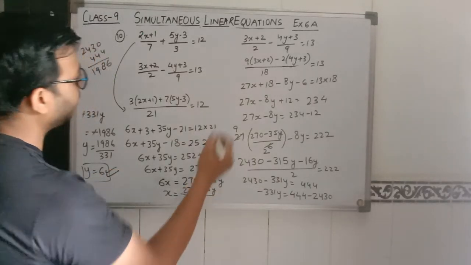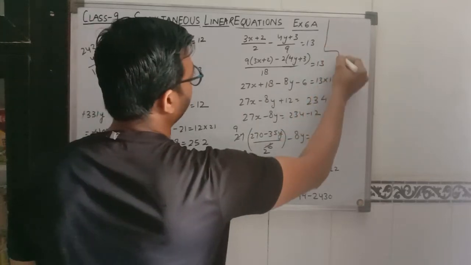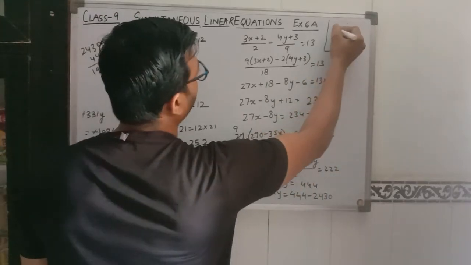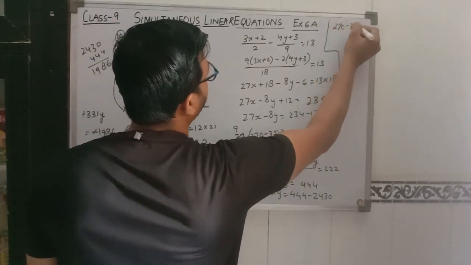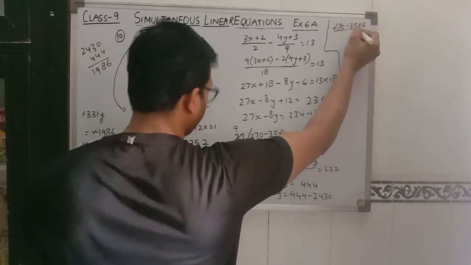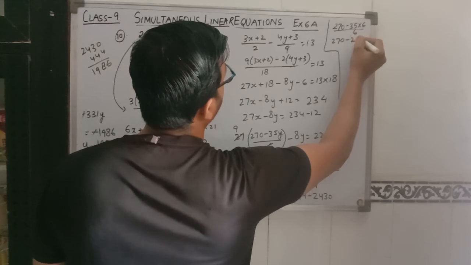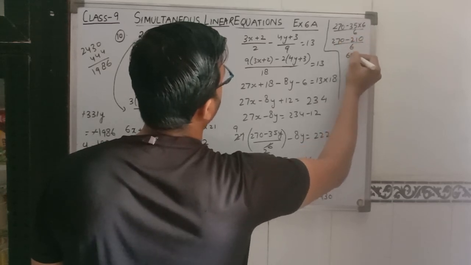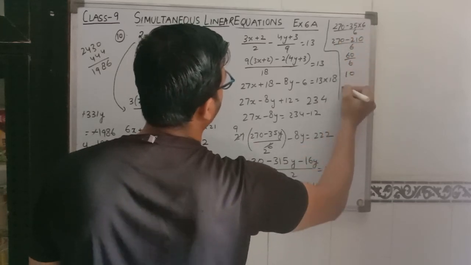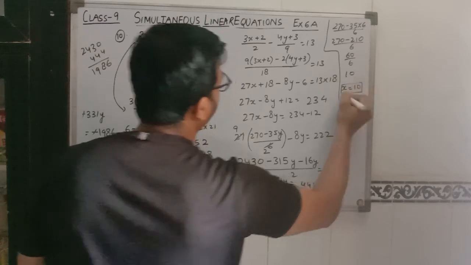Now place it here. We can solve it here also. So the value is 270 minus 35 into 6 upon 6. So 270 minus 210 upon 6, it will become 60 upon 6. The answer is 10. So the value of x will be 10.